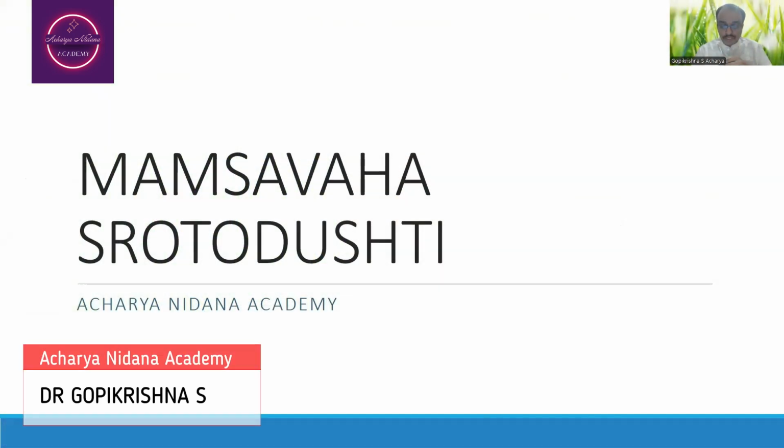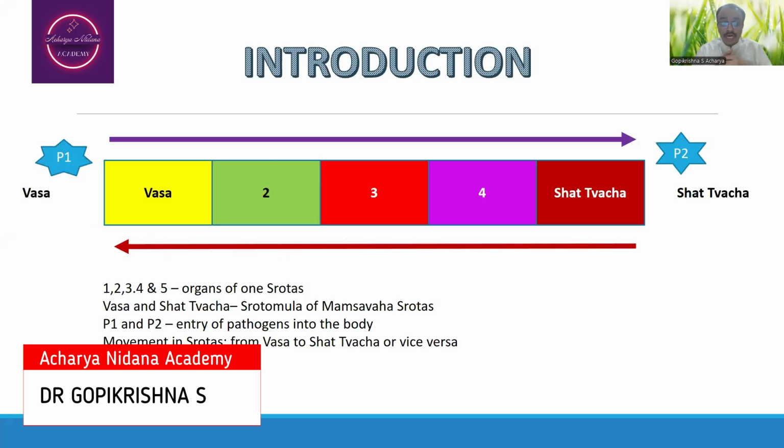When you think about the Mamsavaha Srotas, that means which is actually carrying the Mamsa Dhatu in them. The main function of this particular Mamsa, as far as the main functioning of Saptadhatu are concerned, is Lepaha, that means covering the human body. As far as the Mamsavaha Srotas are concerned, which is having the Srotomula, on one end it is the Vasa, and on the other end it is nothing but the Shat Tvacha. So there may be a possibility of entry of pathogen either in the Vasa region or in the Shat Tvacha region.